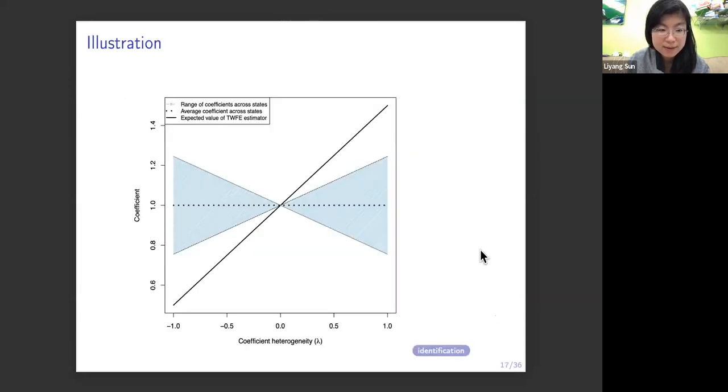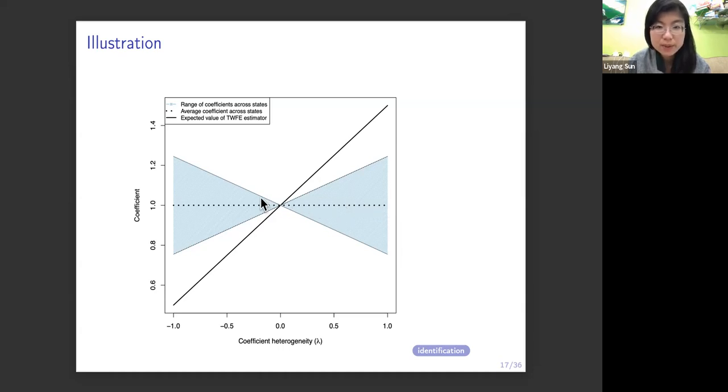Under this numerical example, we can plot the range of the true coefficients as shown in the blue region. And on the horizontal axis, we have lambda, which governs the amount of heterogeneity in the coefficients. So the larger lambda is, the wider the shaded region is. But no matter what the value of lambda is, the average value is always 1.